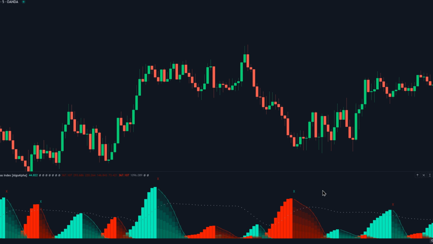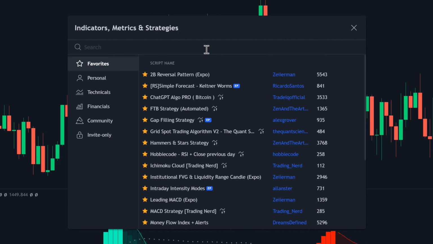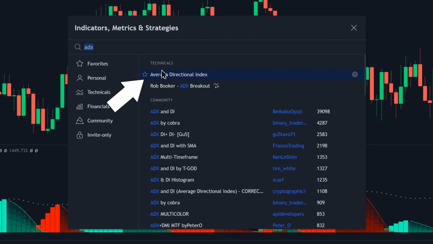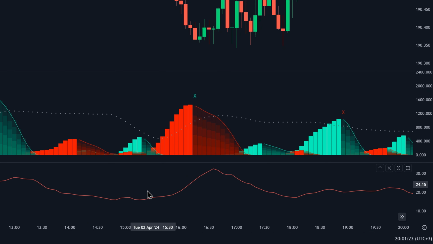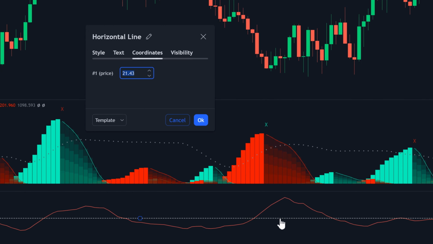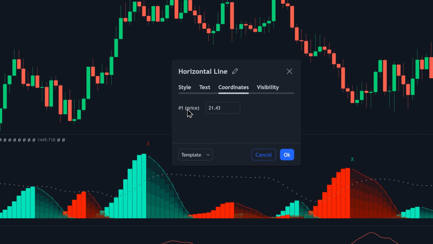Open the indicator search tab and type in ADX, this one called Average Directional Index under the technical section. Next, we're going to add a white horizontal line at the 20 point. To ensure that it's exactly at the 20 point, you're going to double click on it, then under coordinates, you want to change the price level to 20. After that, you can also change its color and then click OK.